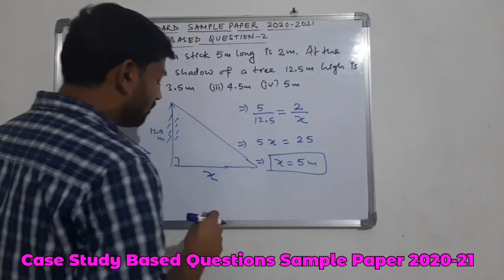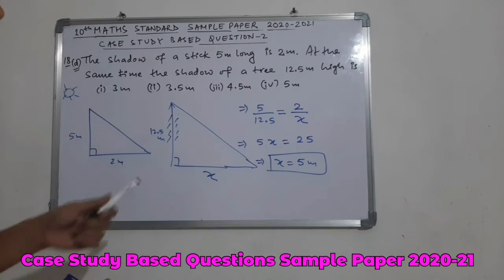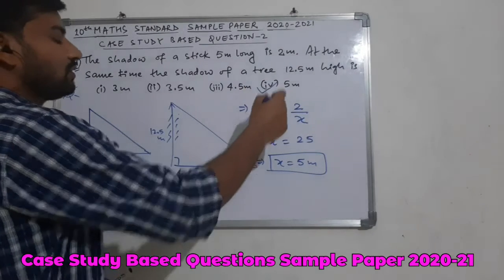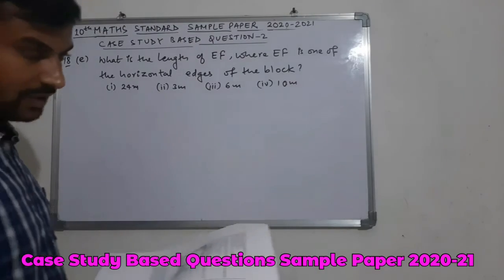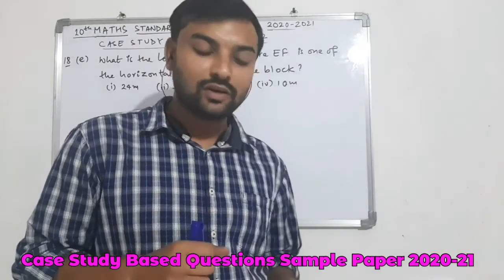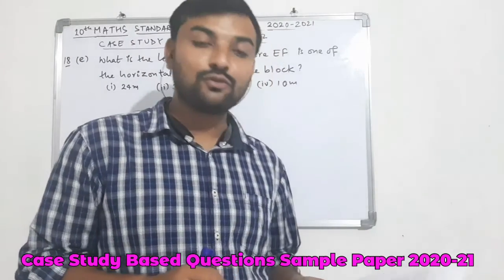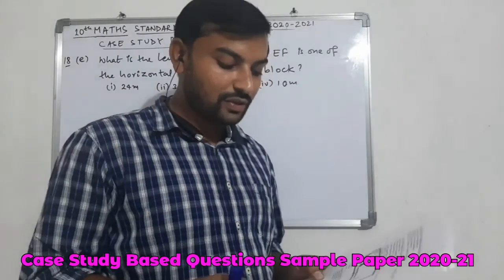So the shadow of this tree whose height is 12.5 meters is 5 meters. So the fourth option is correct. Let us come to the last part of this question. Here we have a different situation. We have a mathematical model of a student of a farmhouse roof with certain measurements.